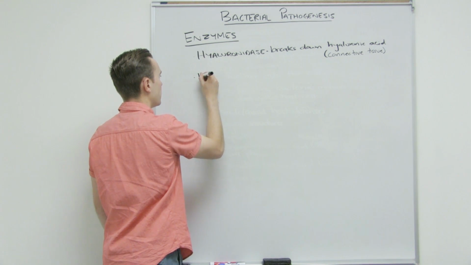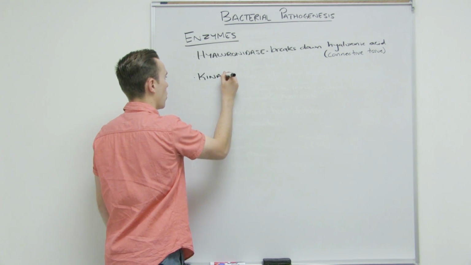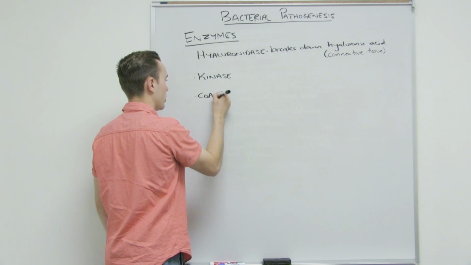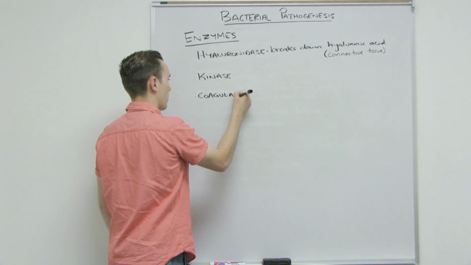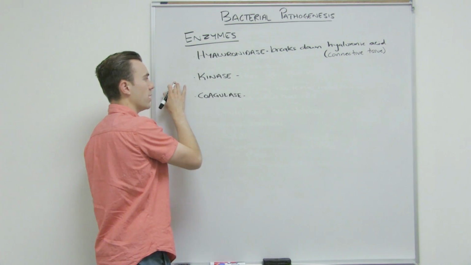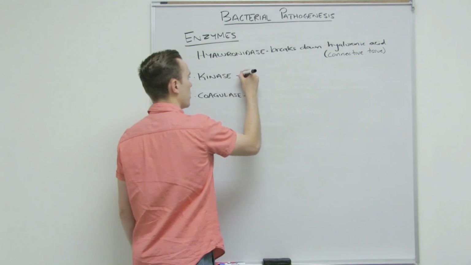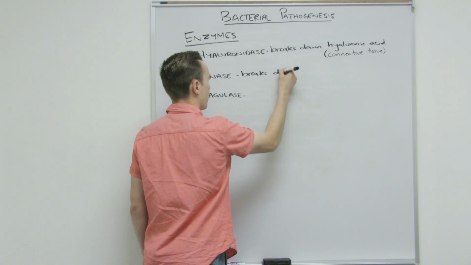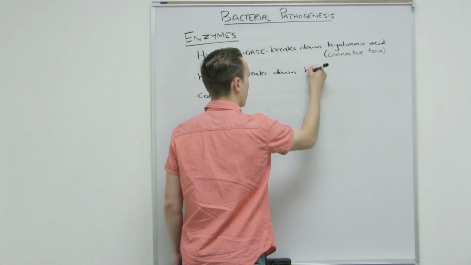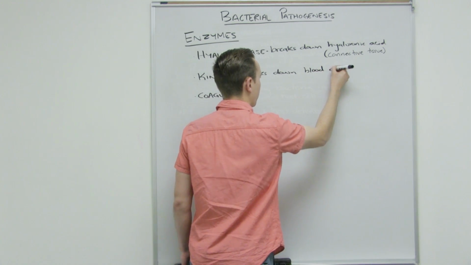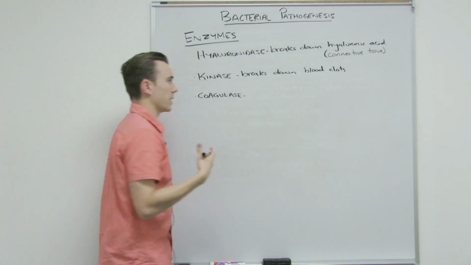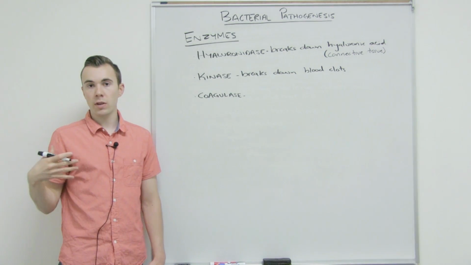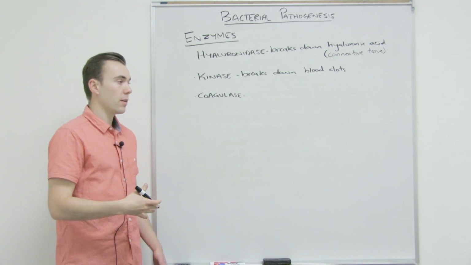Then you have kinase and coagulase. These are both doing very similar functions, but they're doing the opposite of each other. Kinase breaks down, coagulase builds. Kinase breaks down blood clots. Blood clots are formed in your body to act as a natural band-aid. The bacteria is breaking that band-aid down so it can further get into the body.